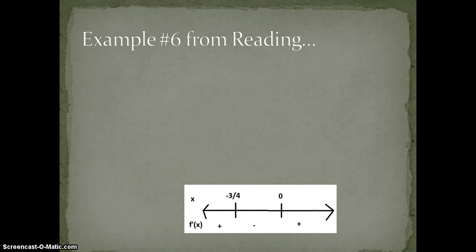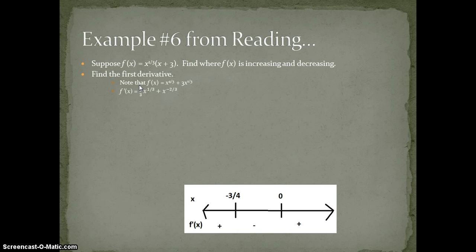Another example here from the reading. Suppose f of x is equal to x to the 1/3 times x plus 3, which looks like a really complicated function. Find where f of x is increasing and decreasing. We take the first derivative, which is 4/3 x to the 1/3 plus x to the negative 2/3. And I will point out that I did distribute the x to the 1/3, making sure to add our exponents whenever you distribute here because you have a common base.